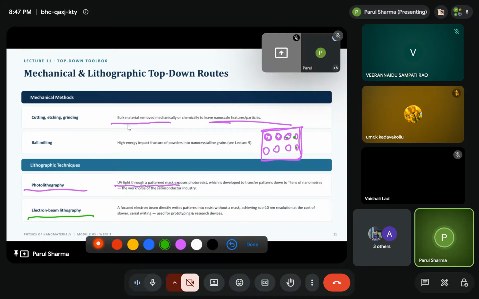Similarly, in electron beam lithography, instead of optical light we use a focused e-beam, which directly writes the pattern, and it uses a soft mask. We don't need a hard mask; we generate a soft mask, and we can achieve resolution up to 10 nanometers.